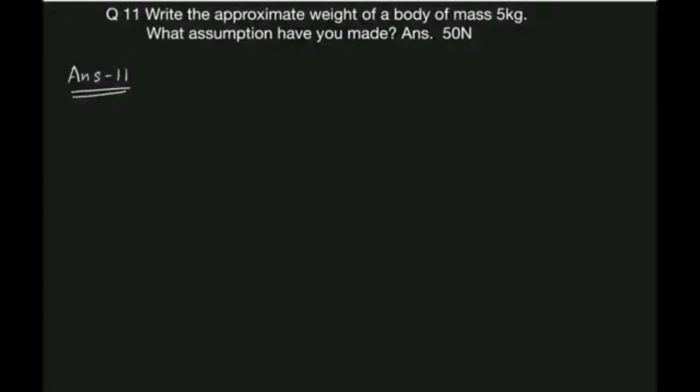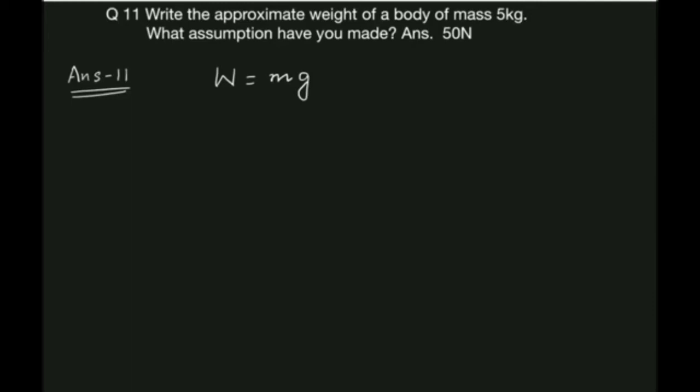Okay students, come to question number 11 now. Write the approximate weight of a body of mass 5 kg. Now what is the formula for weight? W equals m into g. G is acceleration due to gravity and it varies from place to place. The mass of the body remains the same. If you take any body to the surface of the moon, the mass value will remain the same, but the value of g will change.